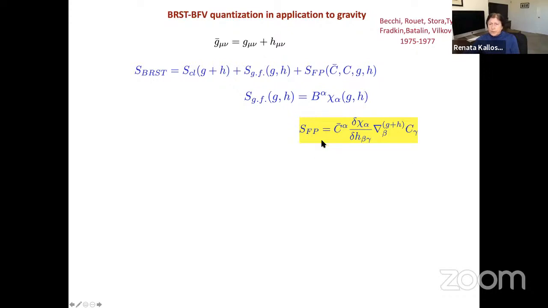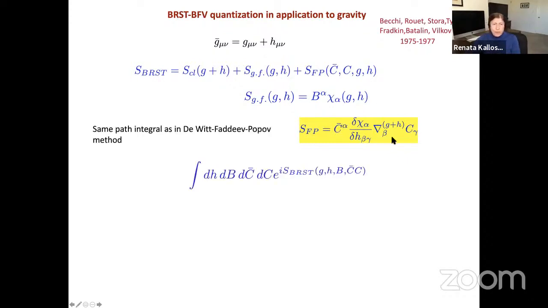And Faddeev-Popov ghosts are given precisely by the general formula before, where for the variation of chi, we differentiate it over h, and the variation of h is just the gauge symmetry transformation, where the parameter is replaced by the ghost. So it is conceptually an extremely simple story. If I change this function chi, then my path integral remains the same for physical observables. And so we get the same path integral as in the Faddeev-Popov method on the previous slide. So we integrate over gravitational perturbation, over the Lagrange multiplier to gauge fixing, over anti-ghost and ghost, and we take this BRST action and we get the answer, which is gauge independent.